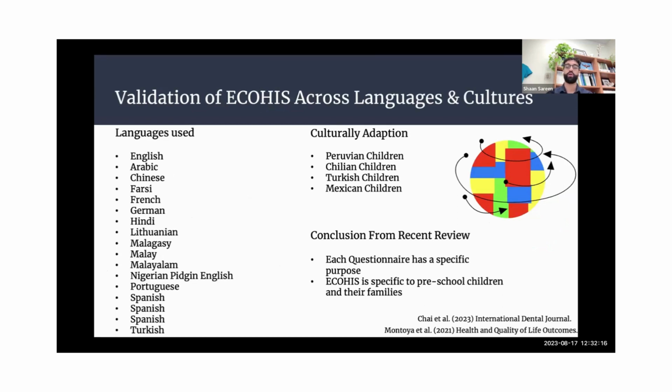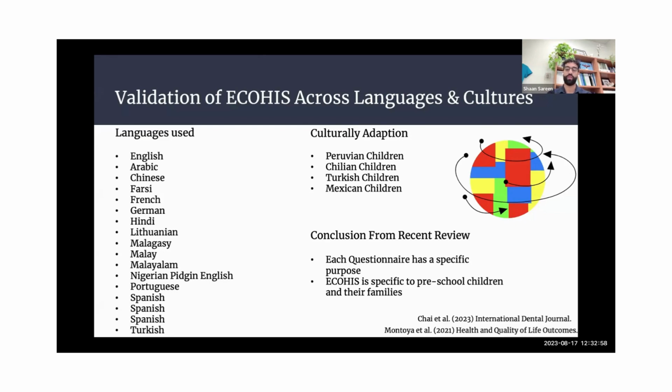So as I said, ECOIS is well validated in the literature and is very well used across the world. As you can see on the slide, it is translated and used in many different languages. There have also been studies looking specifically at cultural adaptation, because often with a questionnaire like this, differences in culture can lead to differences in the outcome variable for the ECOIS questionnaire. So it's been well validated in Peruvian children, Chilean children, Turkish children, and also Mexican children.